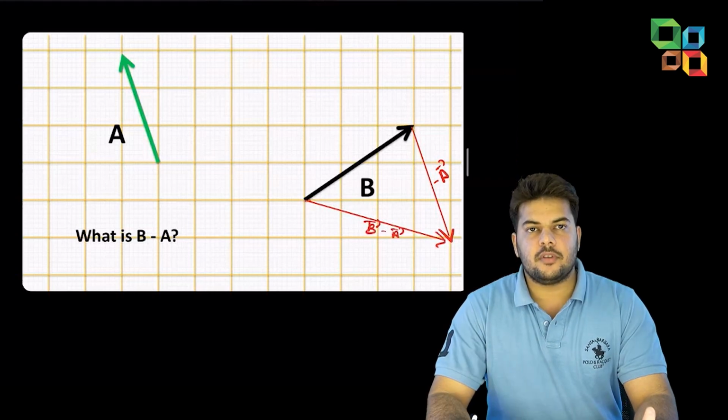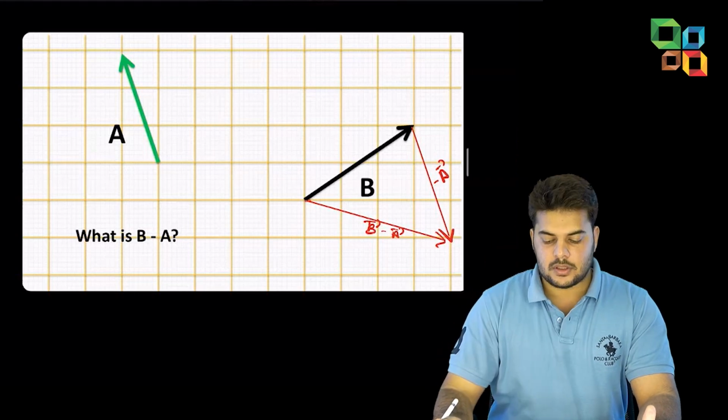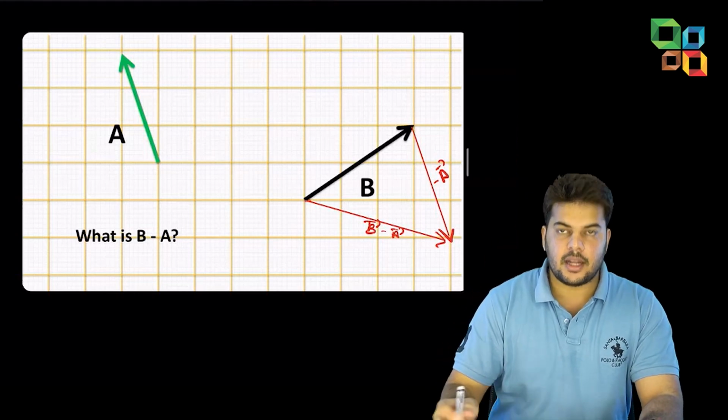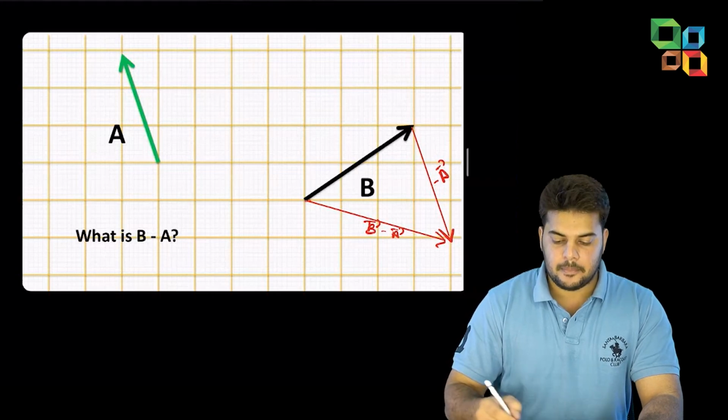What pattern do you observe here, A minus B and B minus A? There is some pattern to be observed, no? Let me draw that. They are opposites, right?